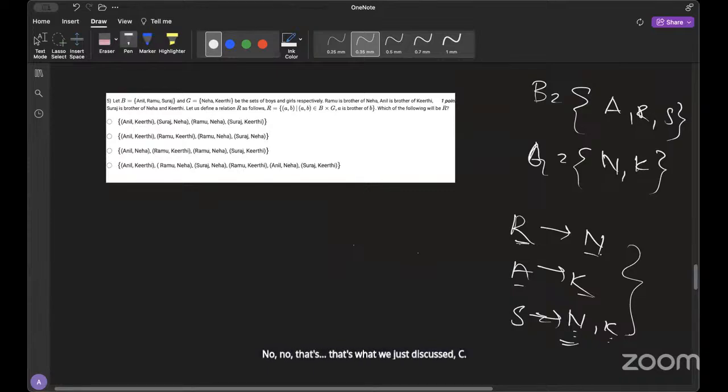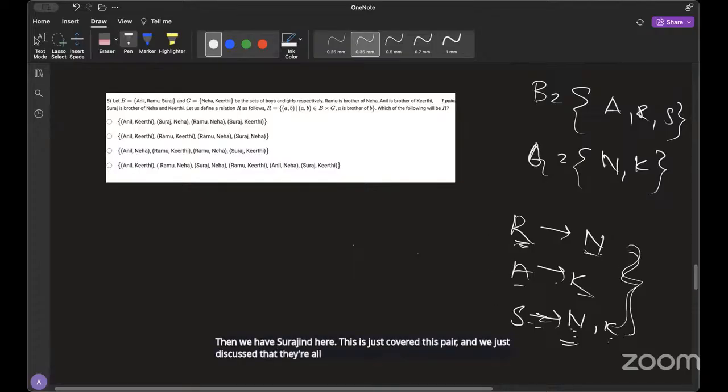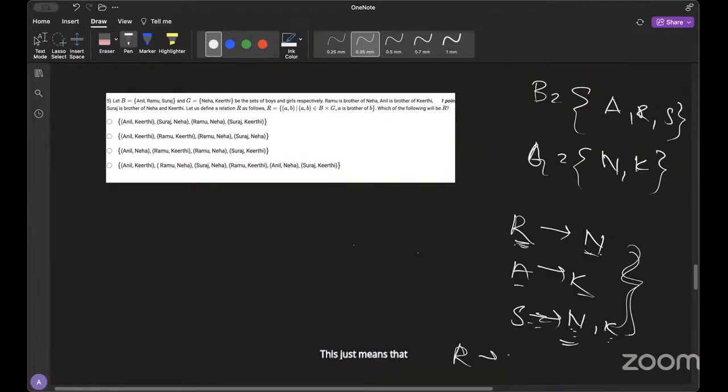See, this option covers this person, right? Ramu and Neha, they're siblings. So we have this here. Suraj and Kirti, they're siblings. We have this here. Then we have Suraj and Neha. This has just covered this pair, and we just discussed that they're all siblings. So that means R is also the brother of K, no?